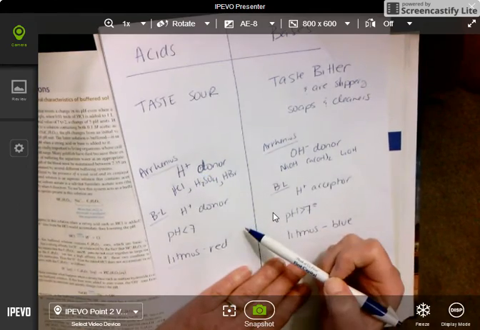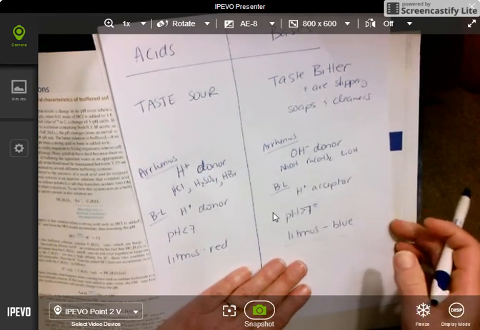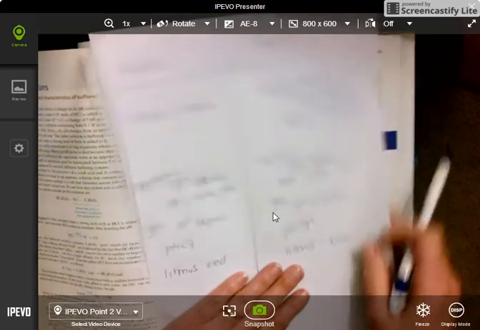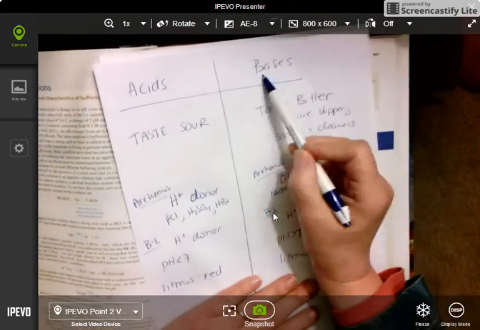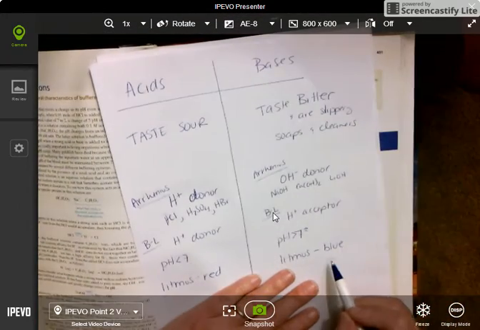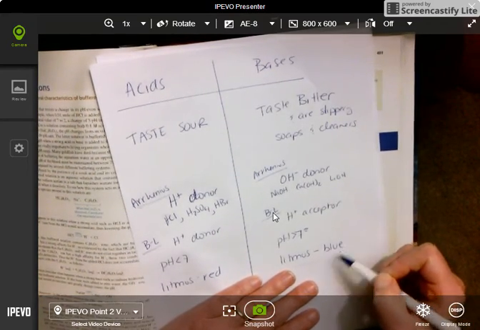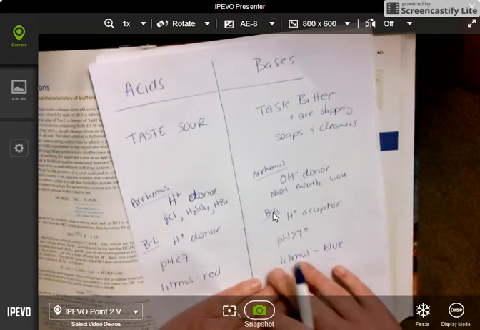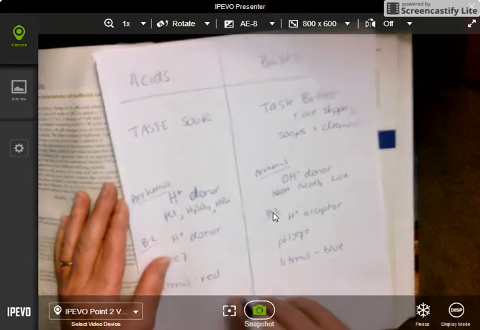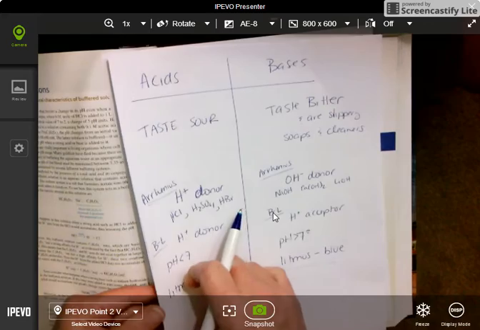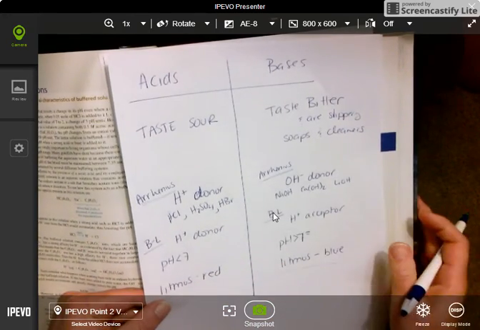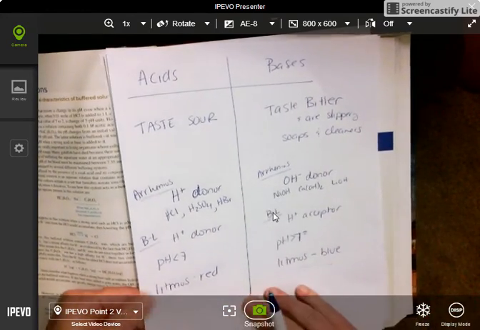Litmus paper turns red under acids and blue under bases. I always thought that was hard to memorize, so again, I use that alliteration. Bases taste bitter. Bases turn litmus blue. So if I can remember that bases turn litmus blue, then I know acids is the other one. So kind of keep that in mind. Those are your physical properties and the characteristics of acids and bases.